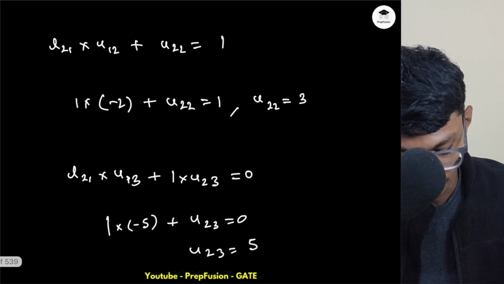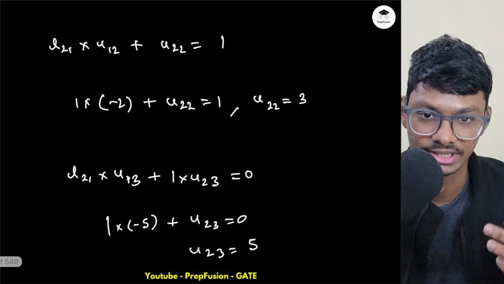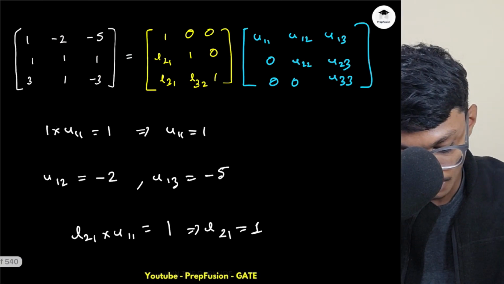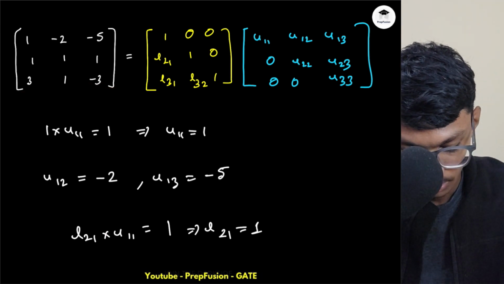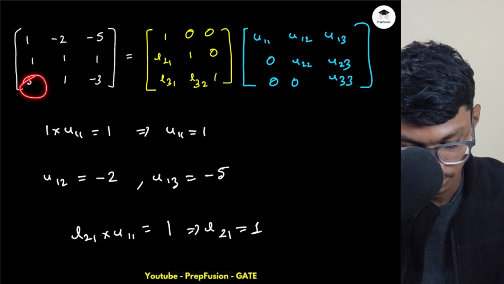Just we need to find the last equation. So let us find the last equation, right? This is just a time consuming thing, so basic calculation, so don't mess up with this calculation, right? That is very important. So let's go to the last row, here L31 into U11 equals to 3 itself.